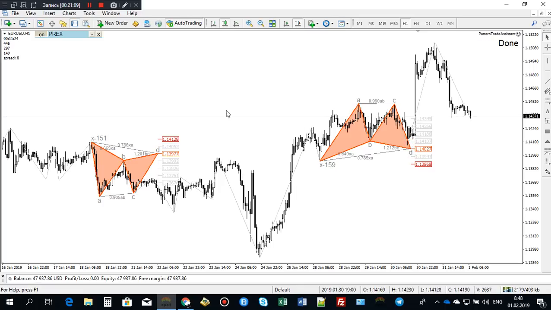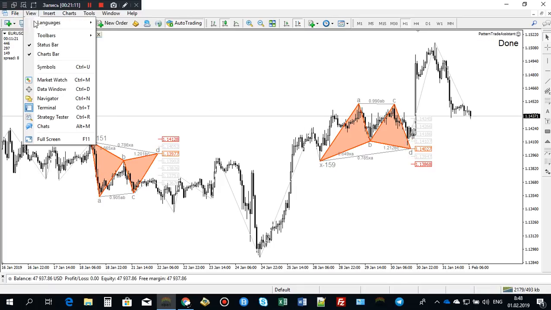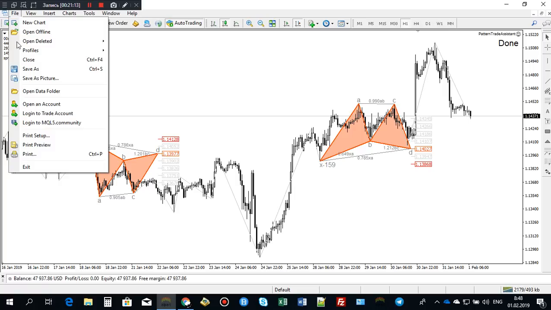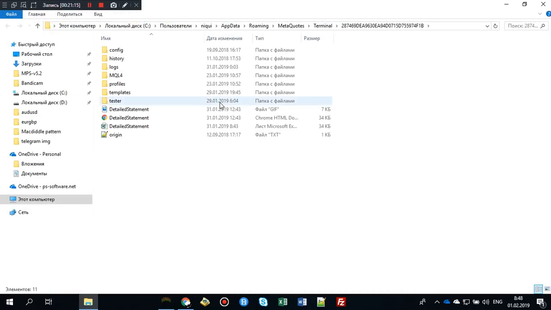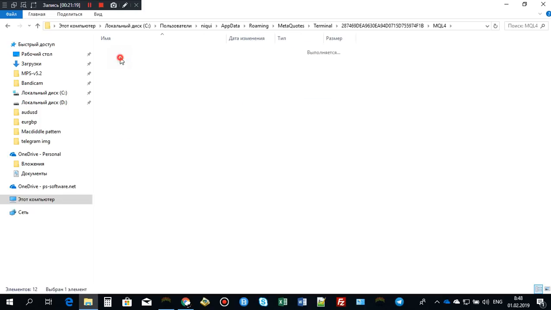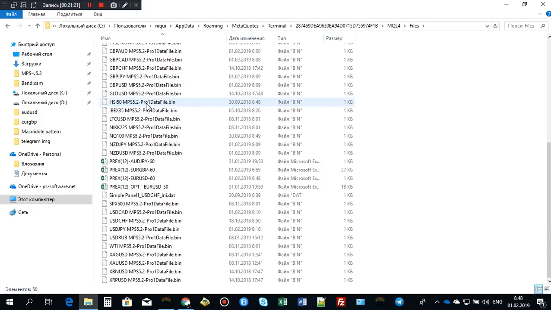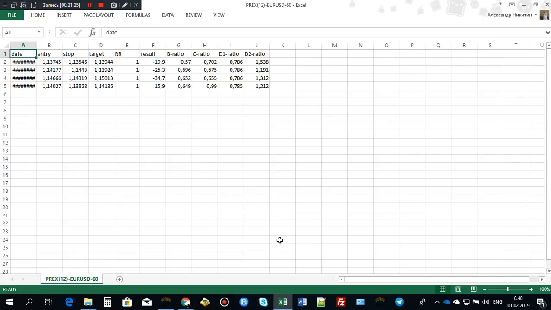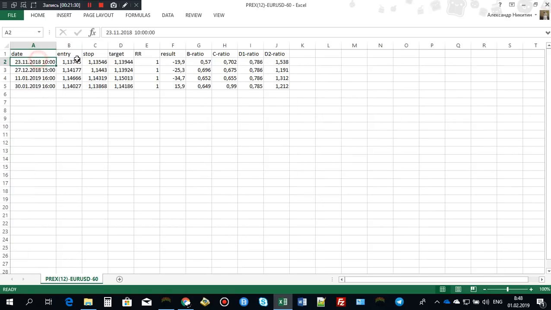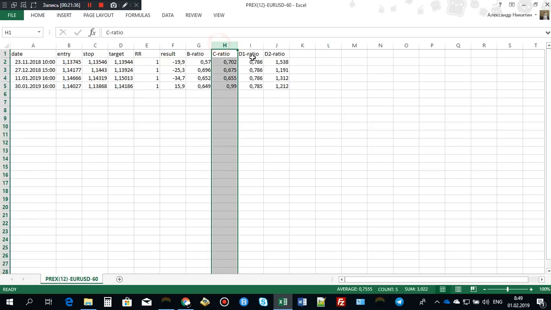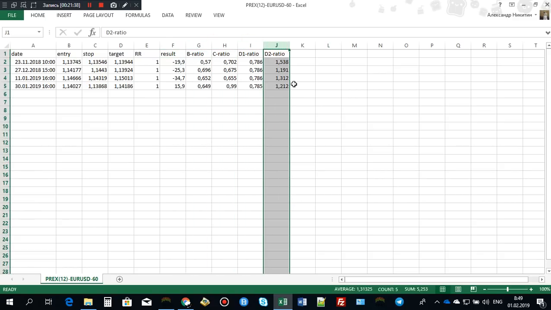It writes them down into an Excel output file. Let me show you how this Excel output file looks. We'll go to files, go to this Excel. It should be Prax 60 because we were analyzing this 60. So this is the time, entry, stop, target, risk to reward, result, and then we collect the B point ratio, C point ratio, D point ratio, and D2.